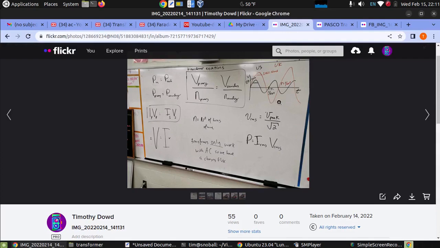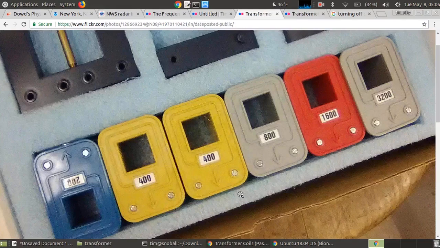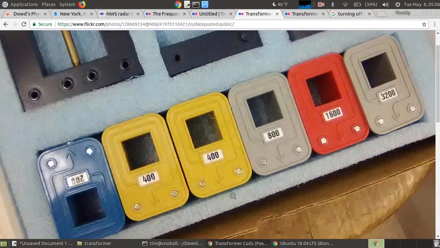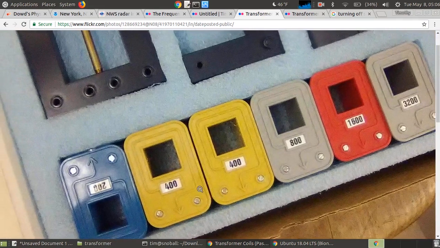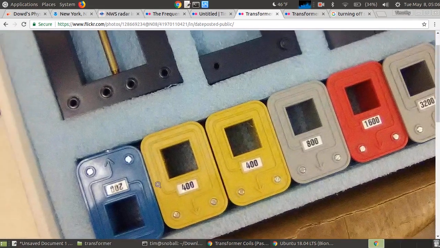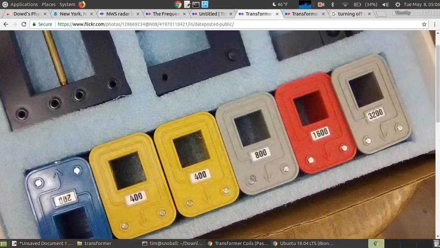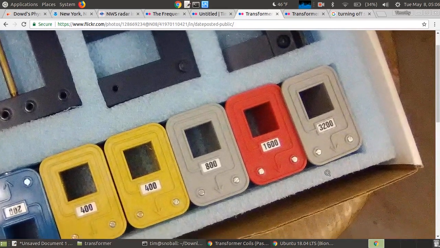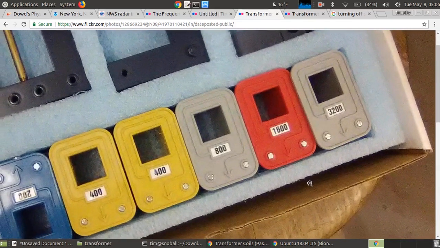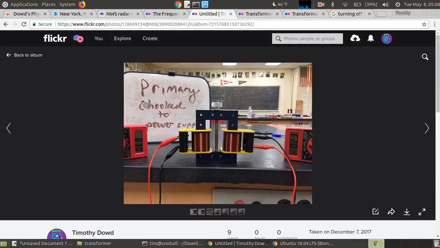This is a set of transformer coils made by Pasco Physics, and what's important about them is that they differ in number of turns by a factor of 2. So the yellow one, which we're going to use as our primary, it has 400, and you can see we have one that has half of that, one that has twice of that, 4 times that, and 8 times that. So we're going to see how this transformer transforms an input voltage of 3.